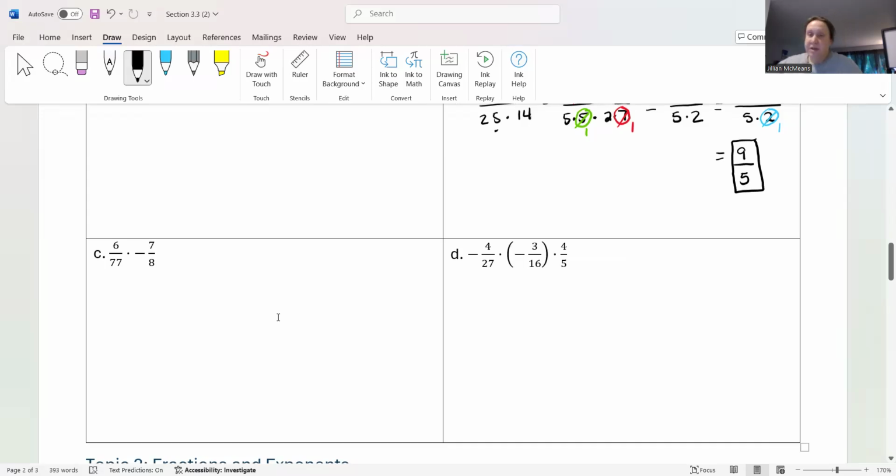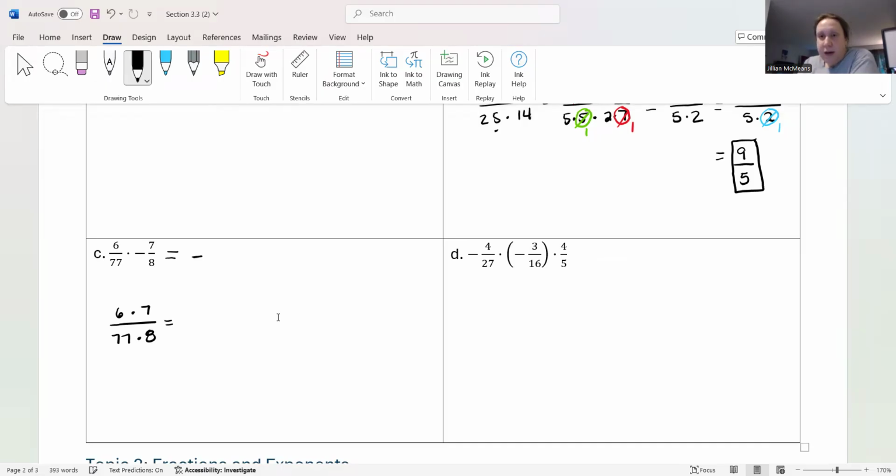Now, for the last two examples, we do have signs we have to take into consideration. So for part C, we have 1 positive times 1 negative. I know that when I multiply a positive and a negative, I'm going to get a negative product. So I'm just going to prepare myself for that negative product, okay? And then down below, I'm going to do the work. So let's see here. We have 6 times 7. We already know it's going to be negative in the final answer, so I'm just going to play with my 6 times 7 for now. And then that's over 77 times 8.